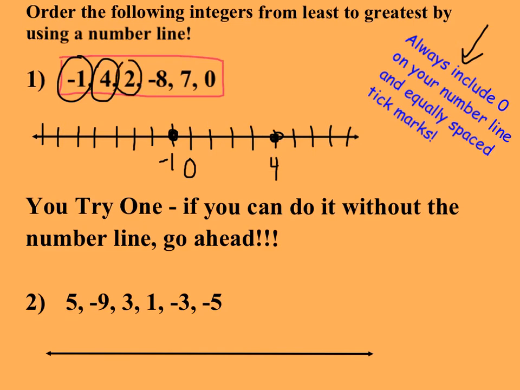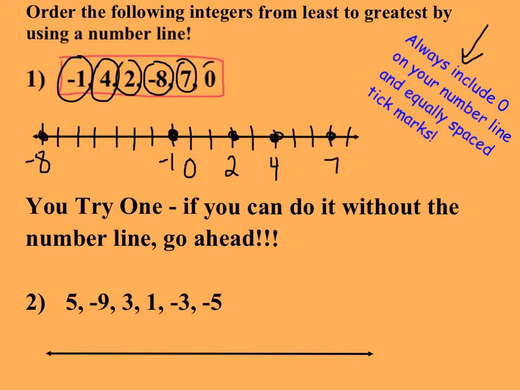Next, we have positive 2, so again, starting at 0, 2 to the right would have me end up here, positive 2. Next is negative 8, so I got to count negative 1, negative 2, negative 3, negative 4, negative 5, negative 6, negative 7, and negative 8. So here's where negative 8 is going to be. Next, I have positive 7, so counting to the right, 1, 2, 3, 4, 5, 6, 7.